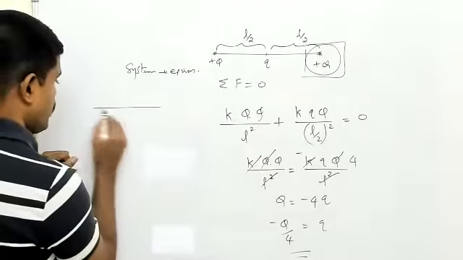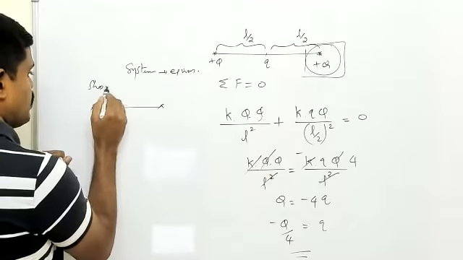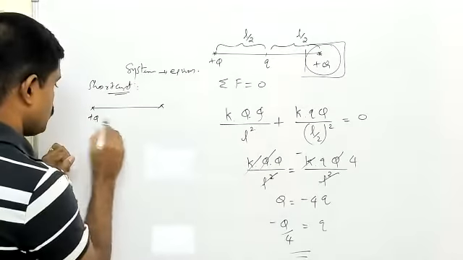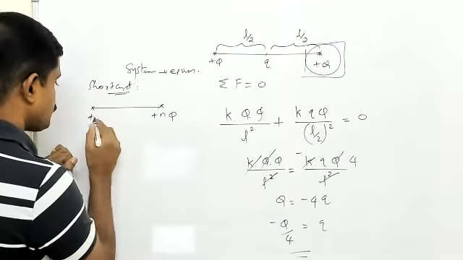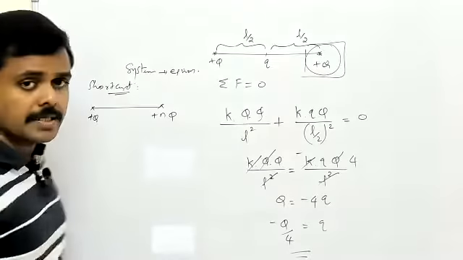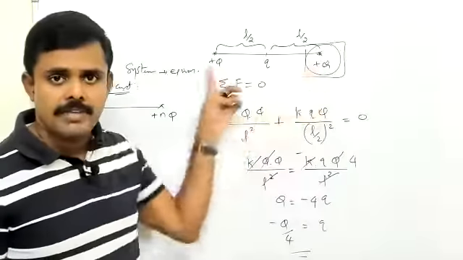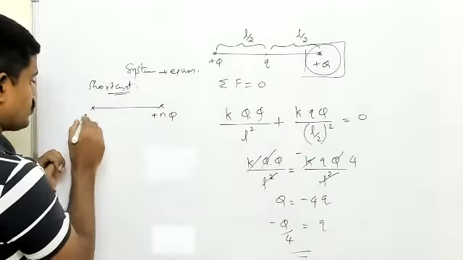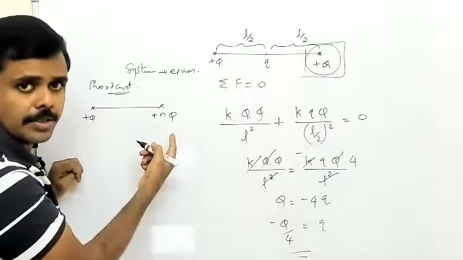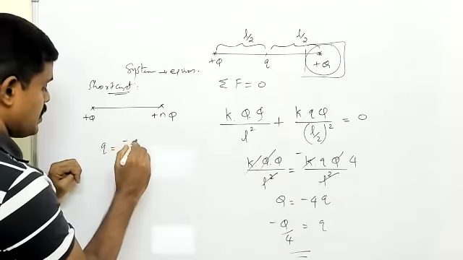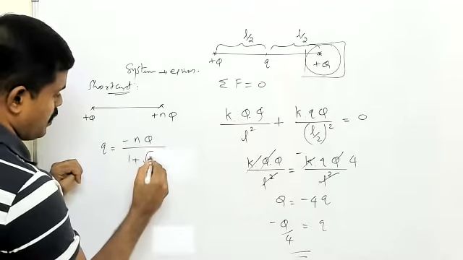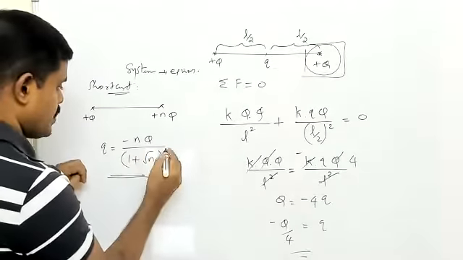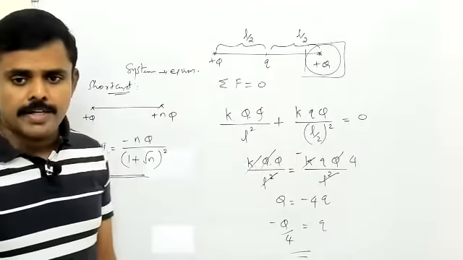And there is a shortcut. Look at this for entrance examinations. You can use this shortcut. But this won't be needed for boards. Such questions won't be asked. Just imagine one charge is plus Q, second charge is plus NQ. This was plus Q, they were identical, right? But for entrance examinations, you may have this question also: one charge is plus Q, the other charge is something else, plus NQ. In such a case, the charge in the middle is minus NQ divided by 1 plus root N the whole square. You can learn this shortcut.